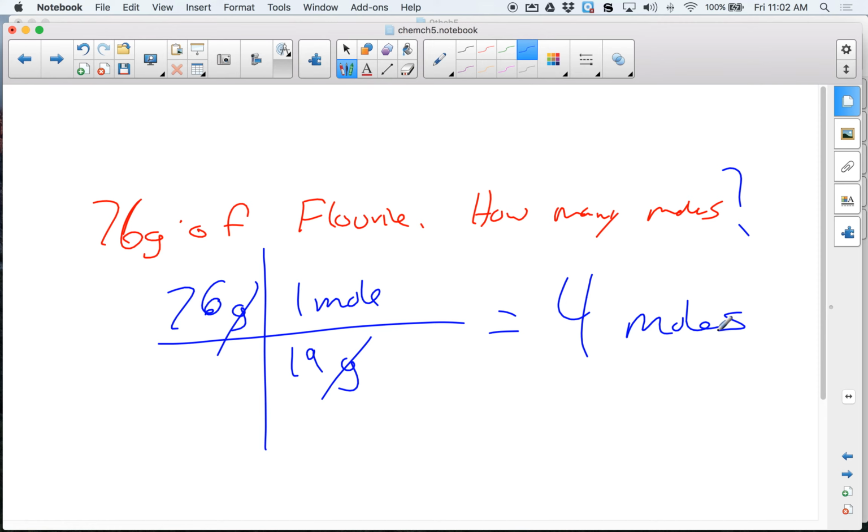Yeah, the point is it's always going to be per 1 mole. You've got to stick it in the right way so that you cancel out the right thing here. We're canceling out moles there. We're canceling out grams there.